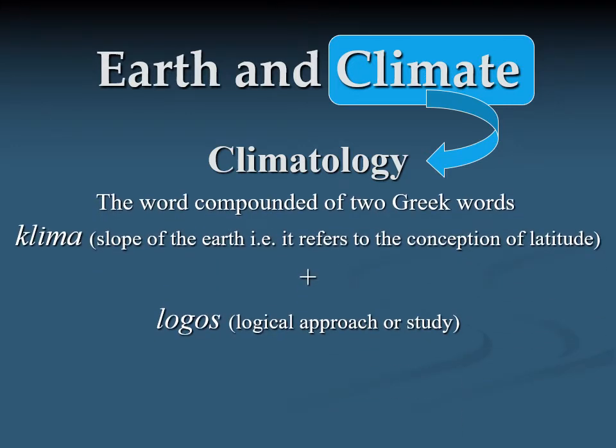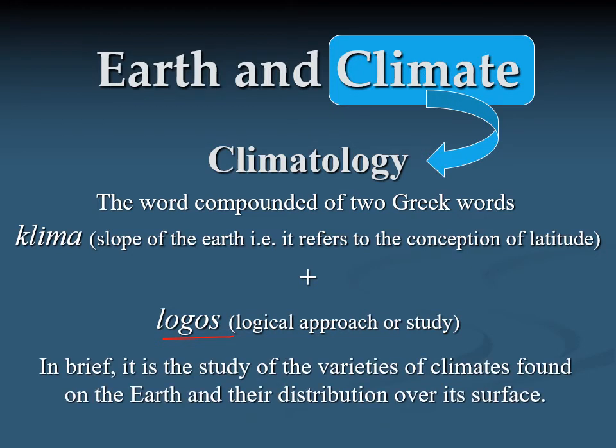So basically, climatology or the word climate came from two Greek words. The first one is klima, which means the slope of the earth, that is the latitude-wise variation of earth, and the second part, that is logos, which means the logical approach or scientific study.